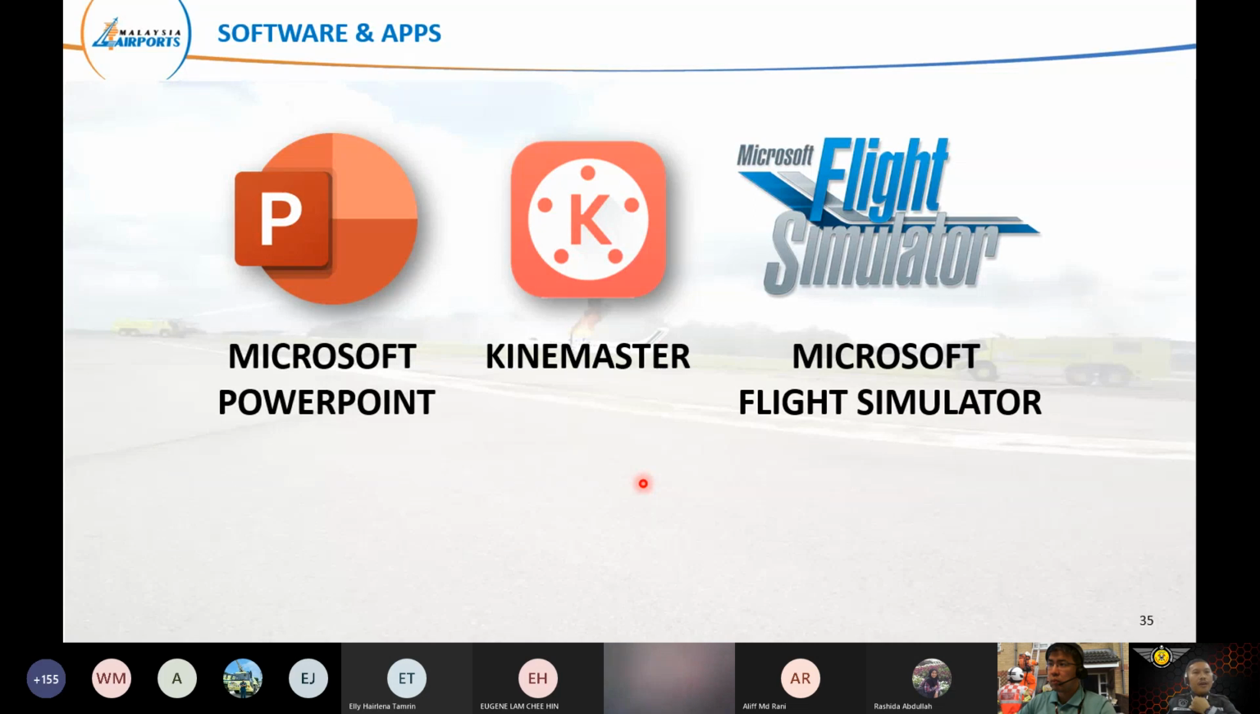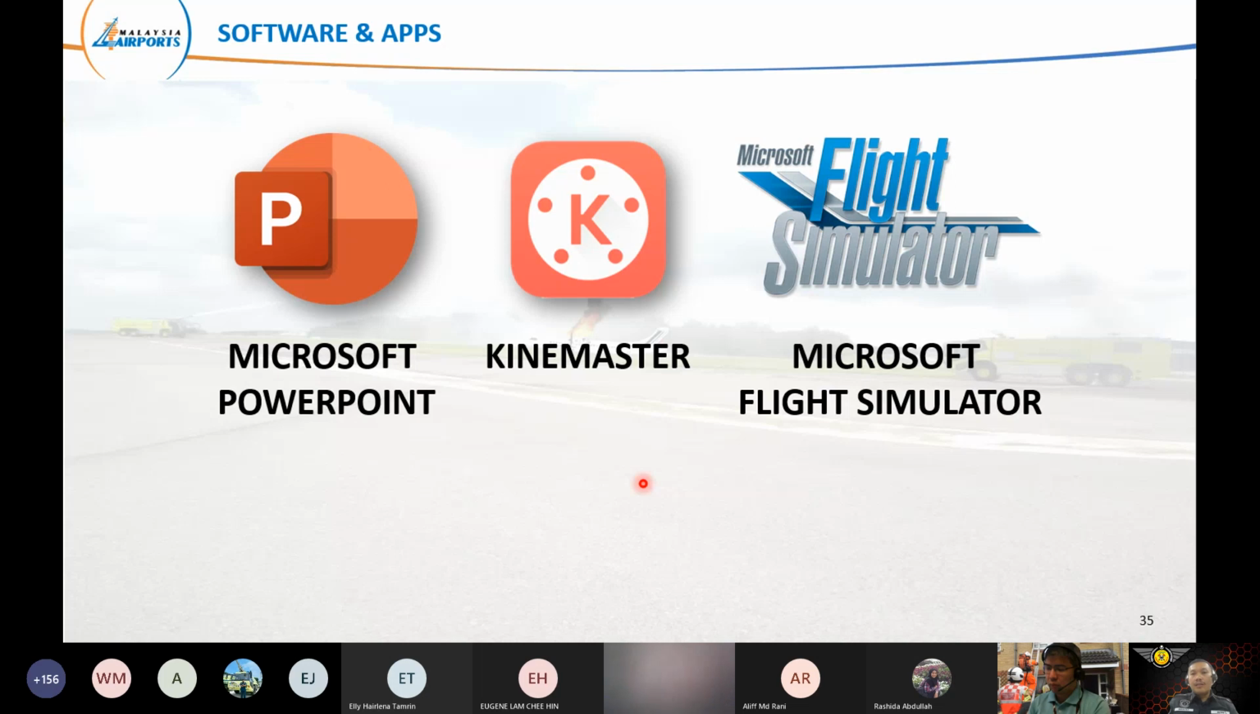Okay, this is the software used by our team. For the platform, we use Microsoft PowerPoint. For producing video, we use KineMaster. There are so many options you have in your mobile phone. You can choose whatever apps you feel are easy to use.